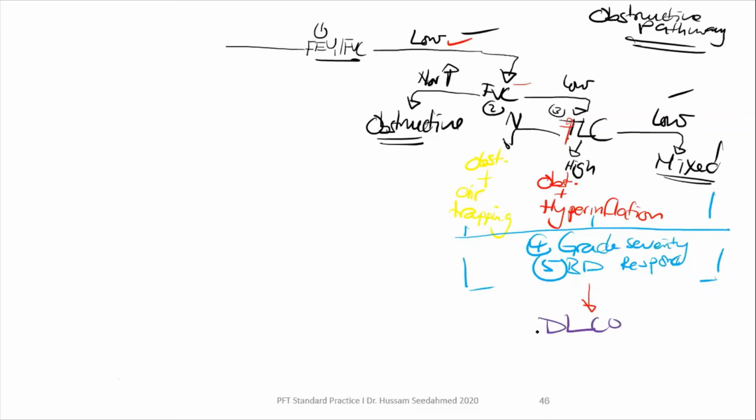طيب من الدلكو, if the DELCO is high or normal, this goes with asthma. يعني بعد الكلام ده, obstructive with air trapping or obstructive with hyperinflation with a high or normal DELCO, this usually goes with asthma. If these يعني obstructive with air trapping feature or obstructive with hyperinflation with a low DELCO, this goes with emphysema. So this is كده بالنسبة للobstructive pathway.